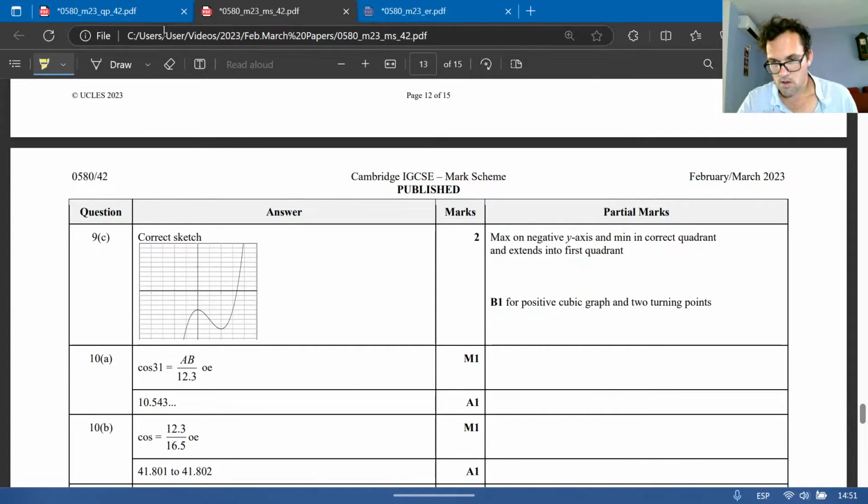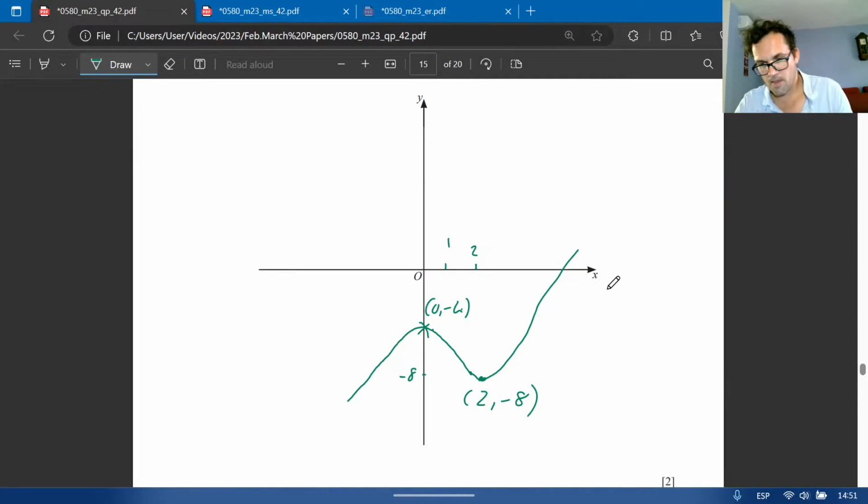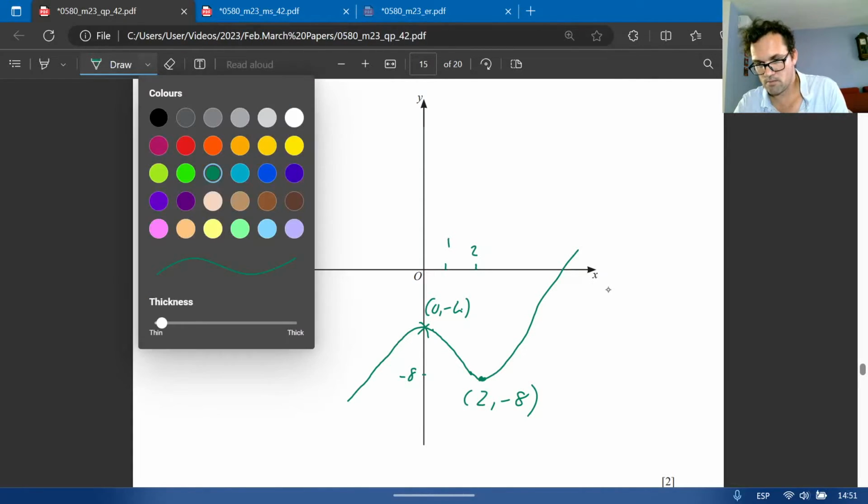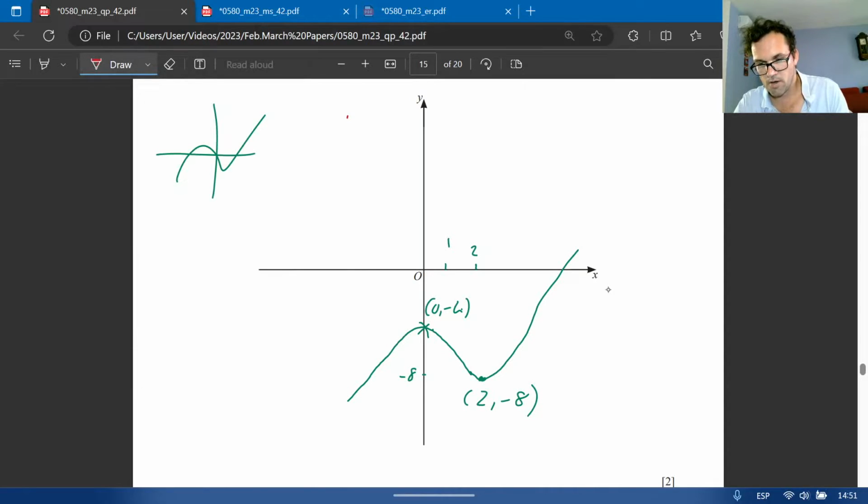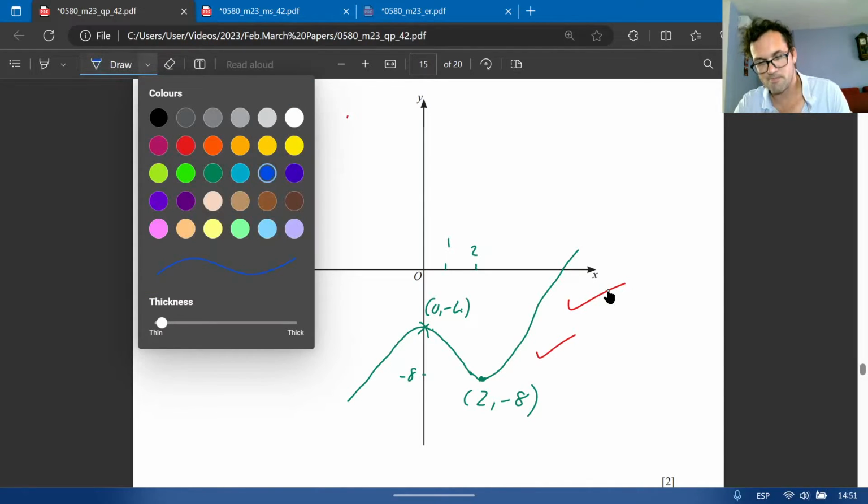Basically, if you have any graph that looks like that, it doesn't matter if it's in the correct place, going up, down, up with 2 turning points, that's 1 mark. And if the turning point is on the y-axis, in the right quadrant, just in the 4th quadrant here, you get your 2nd mark. The 1st mark is easy to get, the 2nd mark is a little bit harder, but you know you can do it.